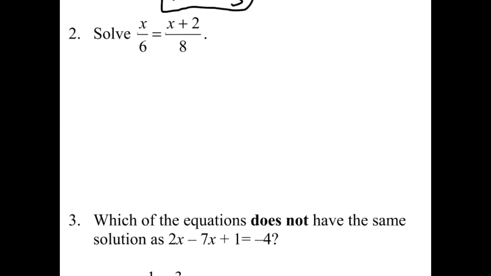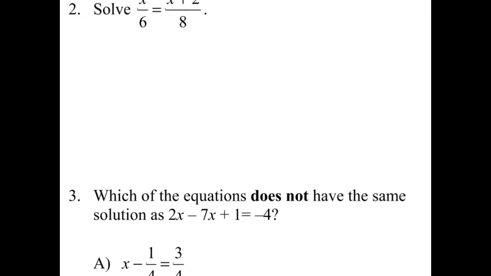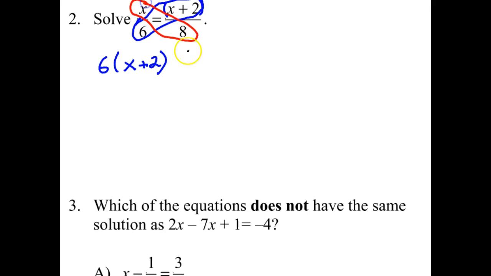Okay, number 2. Several ways of solving number 2. Fastest way is to identify that this is a proportion, which means you have two fractions that are equal to each other. So one truth with proportions is that if you cross multiply, they'll be equal to one another. So 6 times x plus 2, notice I added the parentheses around x plus 2, will be equal to this diagonal, 8x.